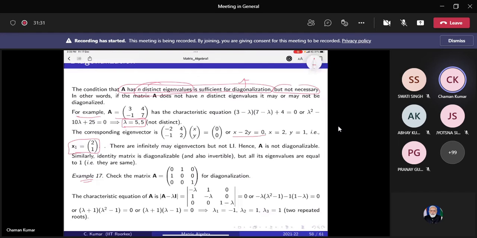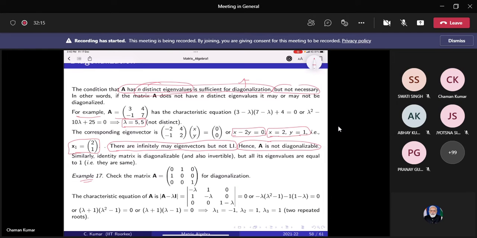So you get this equation for the eigenvector. When y1 is equal to 1, x is equal to 2, and then the linear combination of this will be the eigenvectors. So you can say that there are infinitely many eigenvectors, but they are not linearly independent. And since eigenvectors are not linearly independent, therefore A is not diagonalizable. Because if A is diagonalizable, eigenvectors must be linearly independent. And the converse also holds. If eigenvectors are linearly independent, then A is diagonalizable.